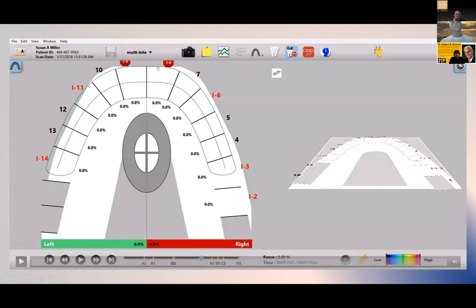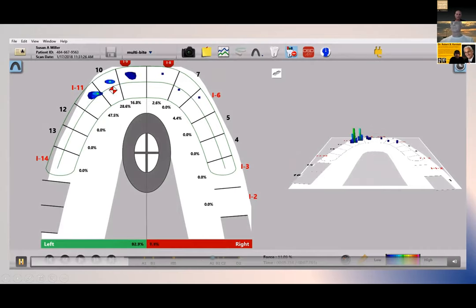Okay, now there are only two implants that are under overload. The other implants, there's no longer high forces on them. So let's see what this one looks like. Ah, there's way too early a contact here. Right? You'd never be able to detect this. The patient's coming in, they're closing into intercuspation. They stop right there. There's my first two adjustments.